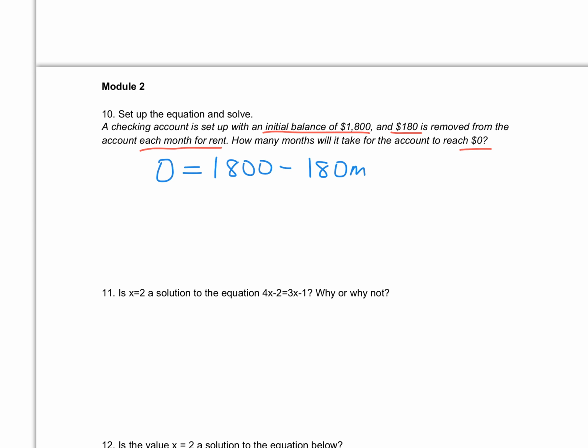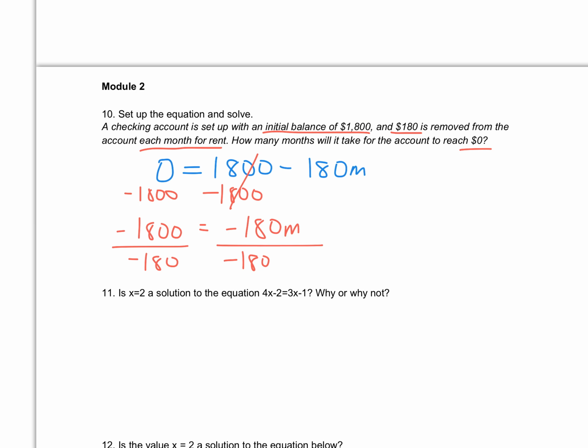From here, I'm going to solve for m, so that means subtract the 1,800. Negative 1,800 equals negative 180m. From there, I can divide by negative 180. And you get m equals 10. So let's relate this back to the problem. It says how many months, remember m stood for months, so we're going to say it's 10 months until the account reaches 0.